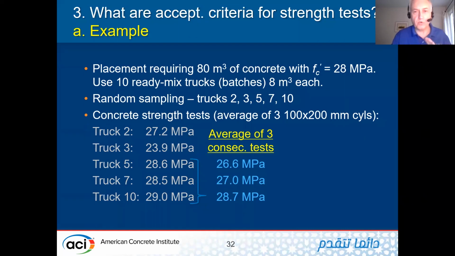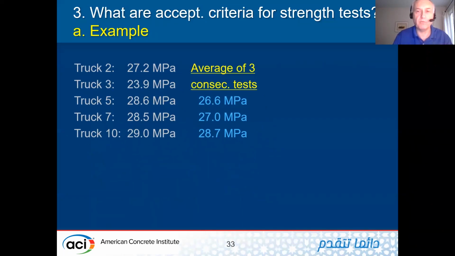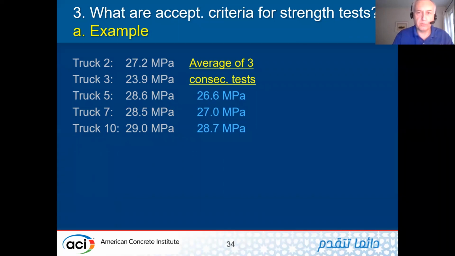Okay, so we have those values of each individual strength test. We have those values of average of 3 consecutive tests. Now we have to compare them to the acceptance criteria that we've discussed before. Okay, so this is what we have.